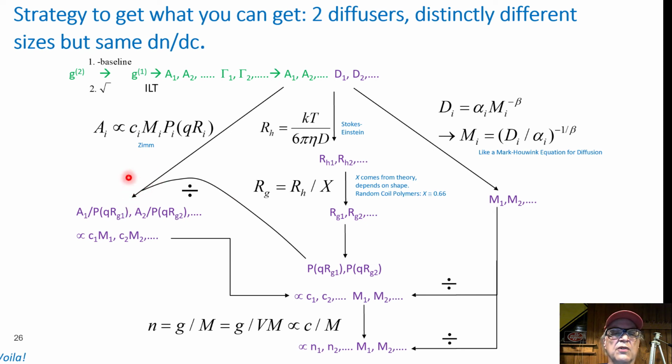So I could, if I wanted to, divide these amplitudes by the form factor, which I could get if I know the shape. Well, how would I know the shape? It really helps to know the shape. We usually know the shape from things like this relationship.